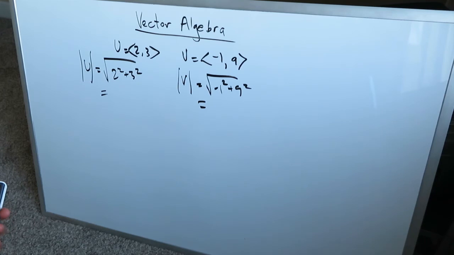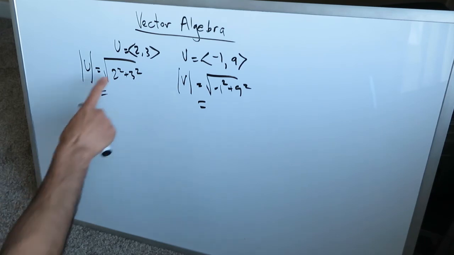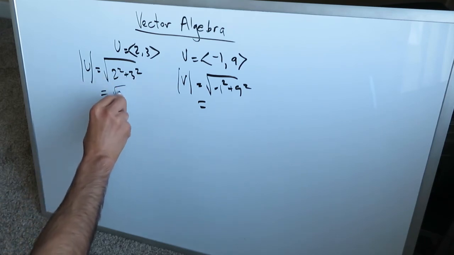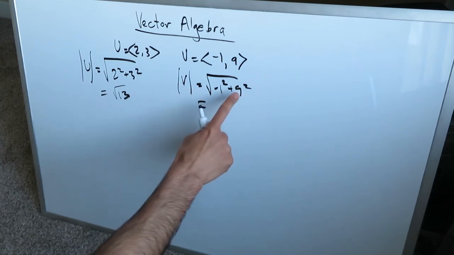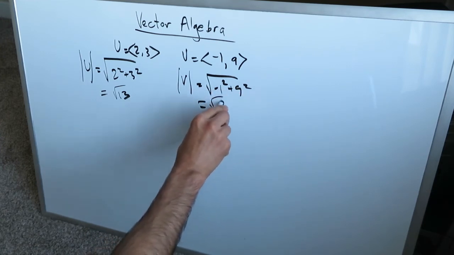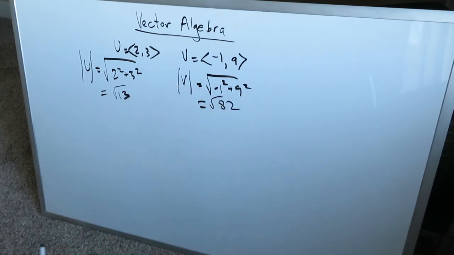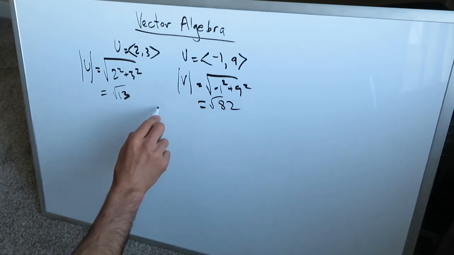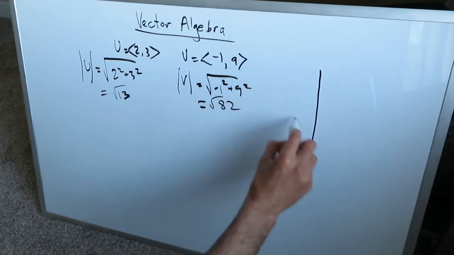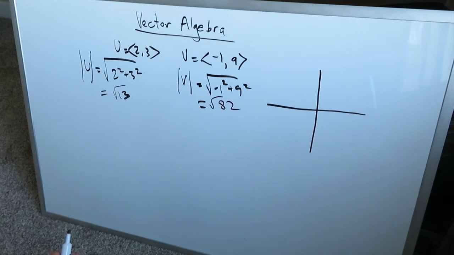Of course, it's helpful to have a calculator over here. 4 plus 9, root 13. We don't have to actually get into decimals. 1 plus 81, root 82. Don't even bother simplifying these. Leave them as is.